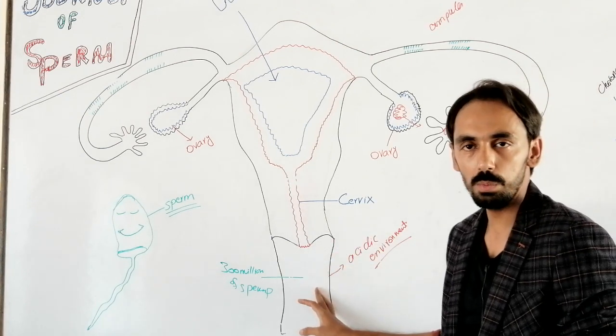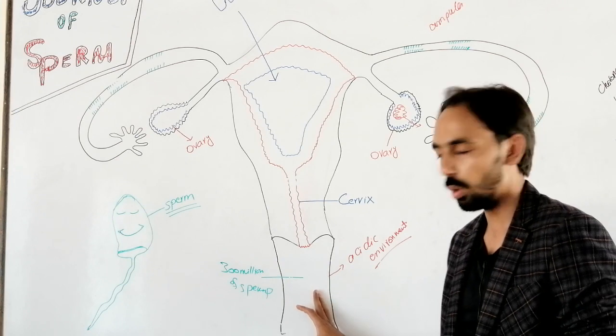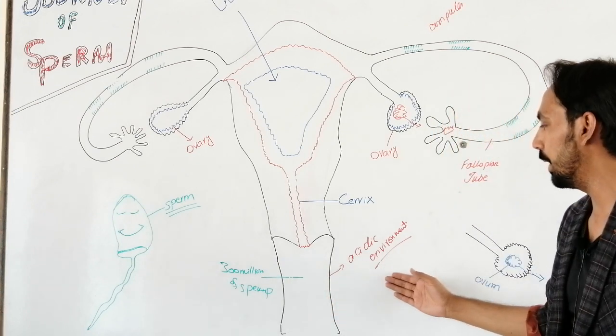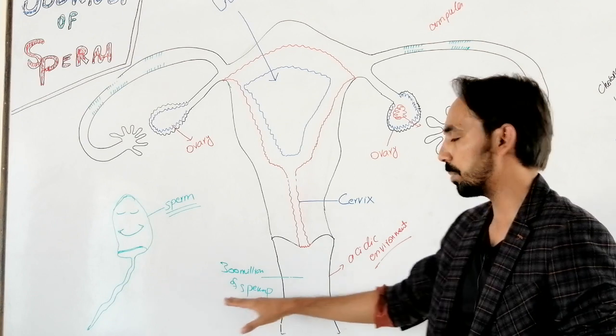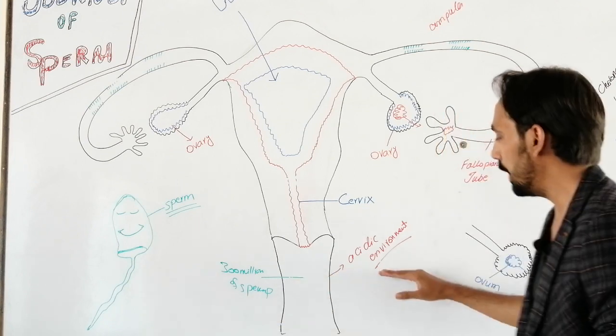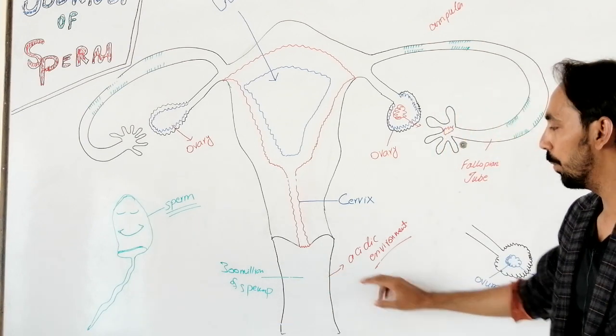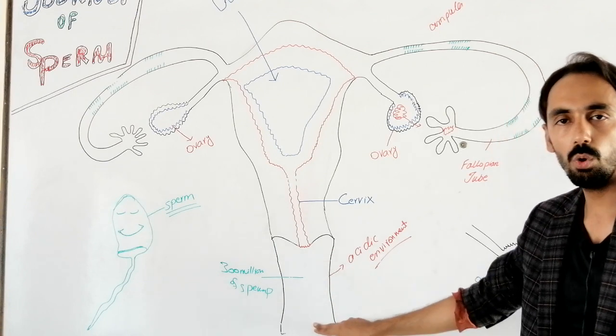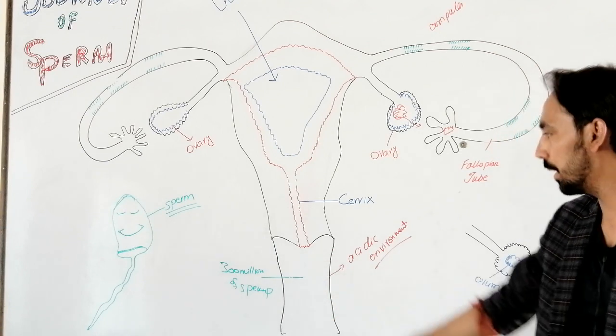But the acidic environment of the vagina is very good for this region, because it is useful for killing many microbes, many bacteria here. So the acidic environment is not good for the sperms, but it is really very helpful for killing the microbes and the bacteria.